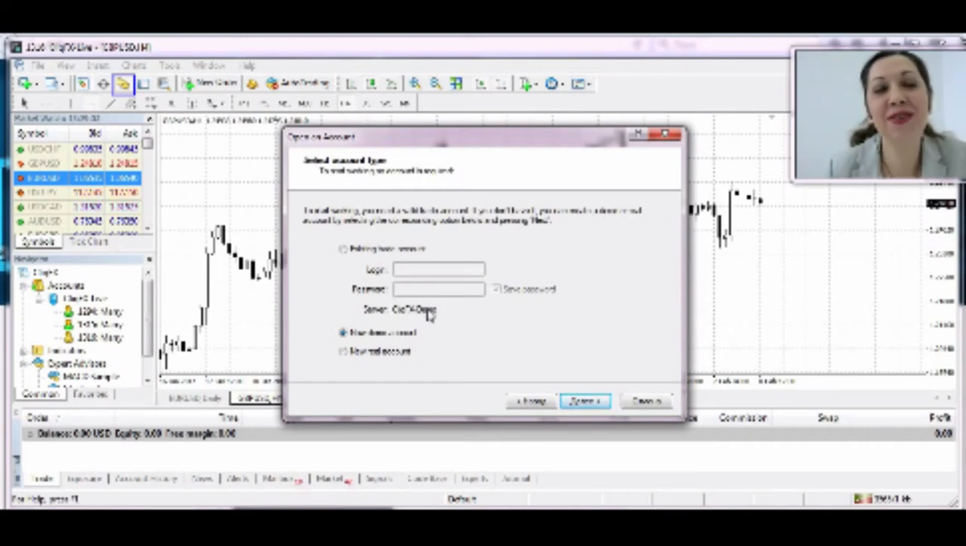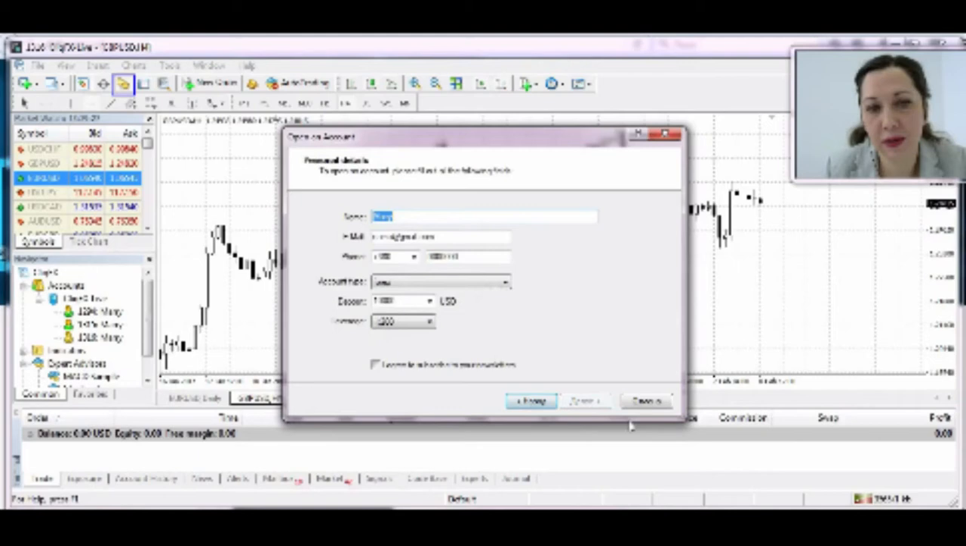Next, you have actually an option. You can open a demo account and you can also open a real account. It's the same procedure. So today we will open a demo account, which is demonstration account, and you will see how it works actually. So we click demo account and we click next. So here we go.